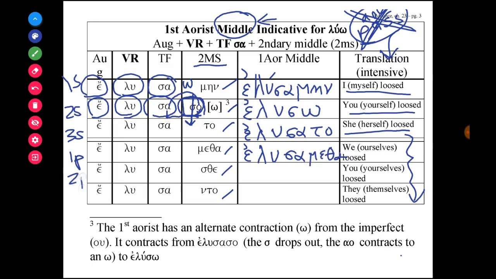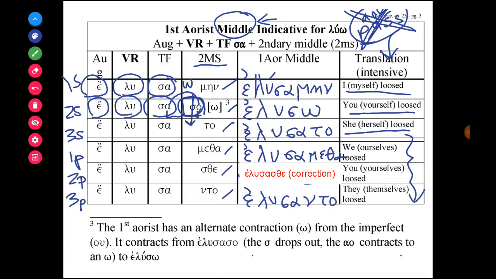The second person plural is the augment, the stem, the tense formative, and sthe: elusasthe, that's you yourselves loosed. And for the third person plural, the augment, the stem, the tense formative, and then nto, which is your third person plural suffix ending, and you have elusanto.